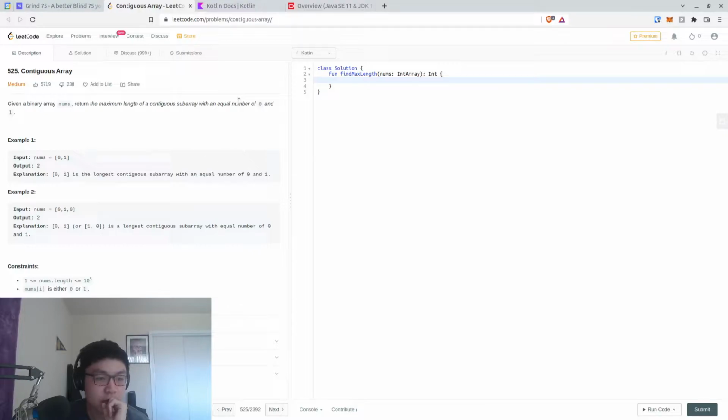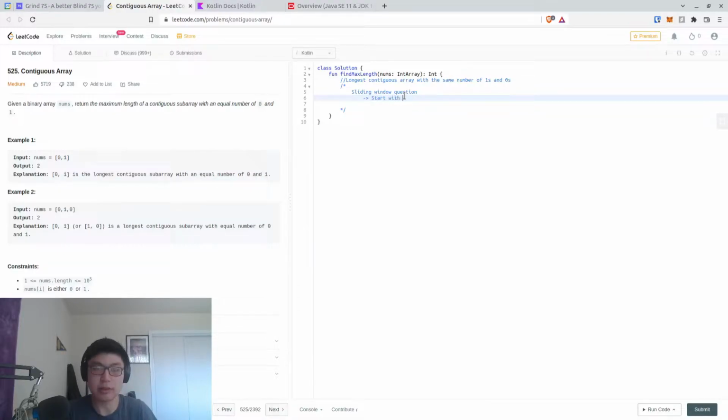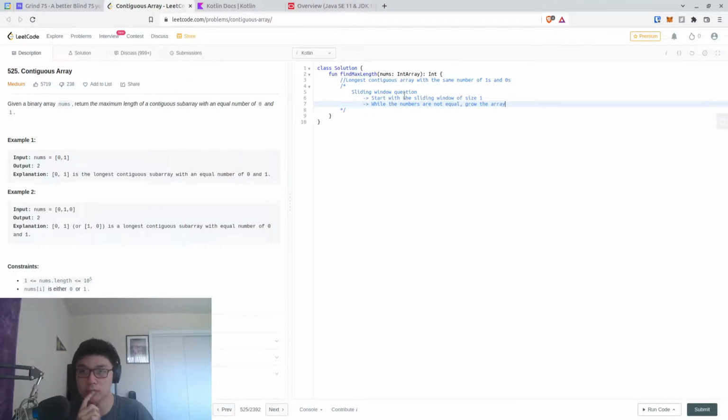Okay. So, longest contiguous array with the same number of ones and zeros. This kind of feels like a sliding window question, where we would start with a sliding window of size 1. And then while the numbers are not equal, grow the array. While the numbers are equal, shrink from the back or from the left.